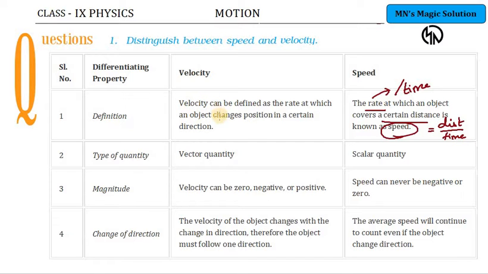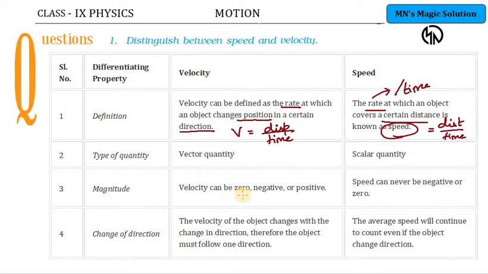Whereas velocity is the rate at which an object changes its position in a certain direction. With respect to direction we have to discuss when we are discussing velocity. So velocity is displacement divided by time taken in a particular direction. Velocity has direction dependency, so it is a vector quantity. But speed has only magnitude, so it is a scalar quantity.